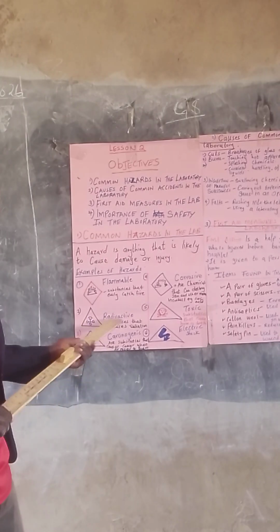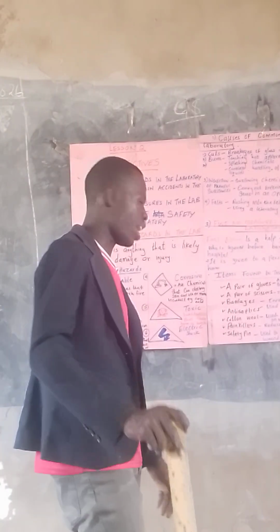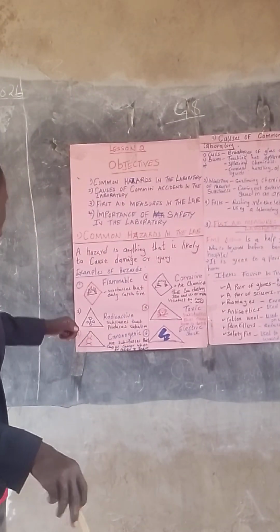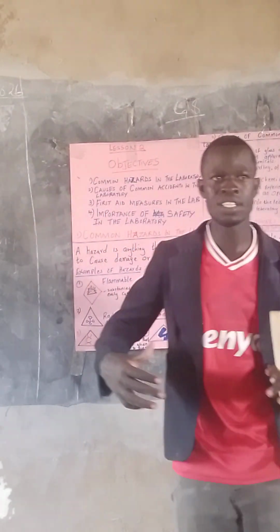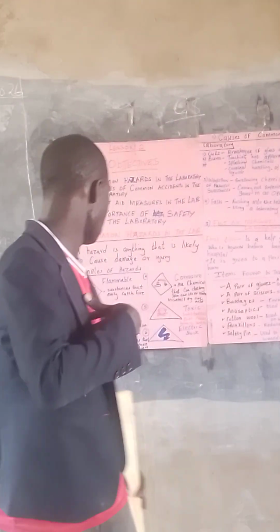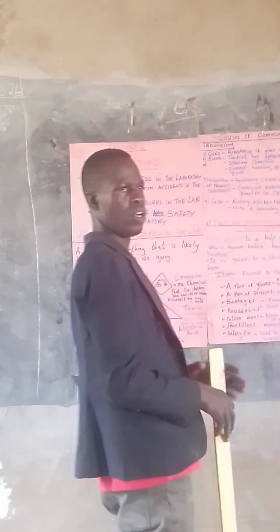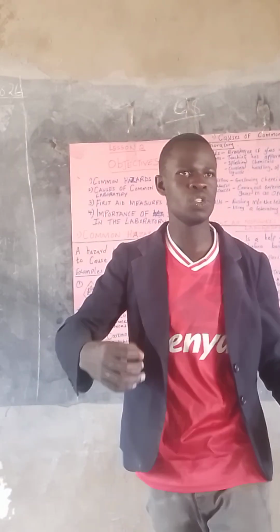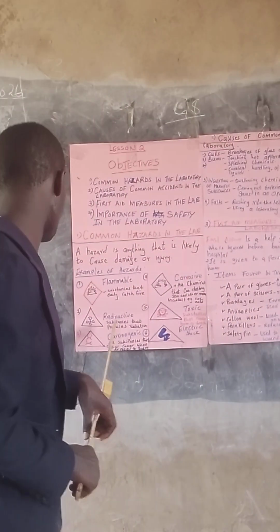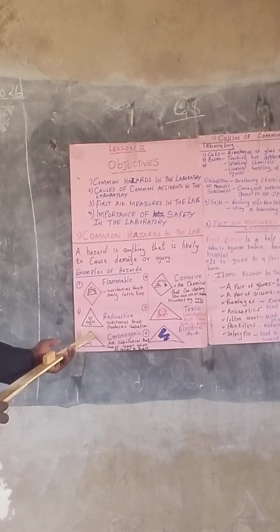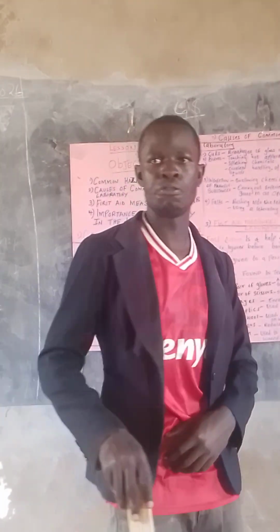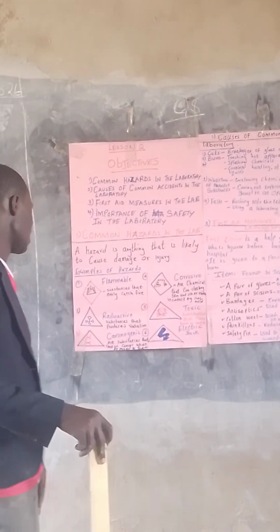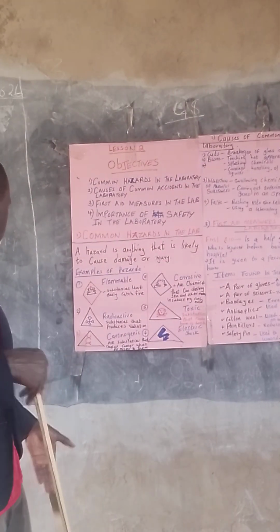Number 2, we have radioactive. When we talk about radioactive, we say these are substances that produce radiation. Examples of this radiation are the X-ray, the gamma ray, and so on. So these are some of the radiation that can be caused by radioactive substances. Marks are the symbol of radioactive. In our exams, you can be asked to give the symbol of radioactive.